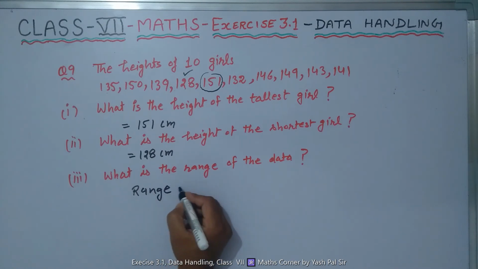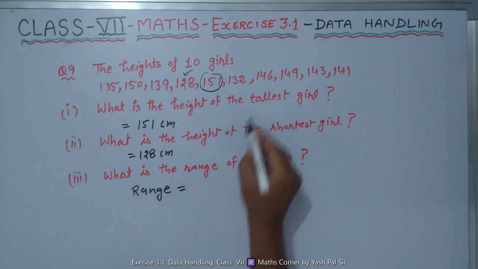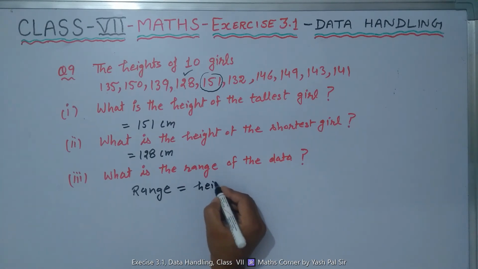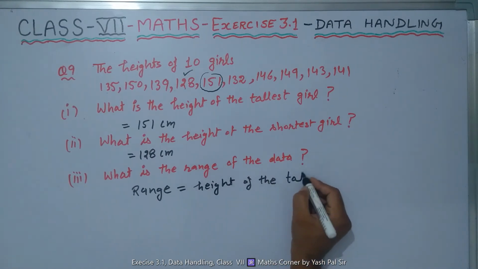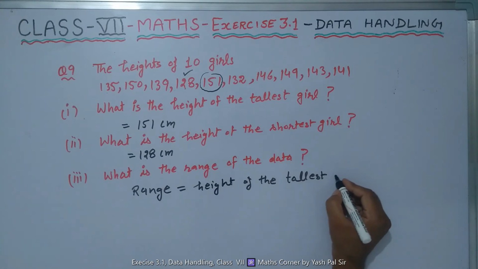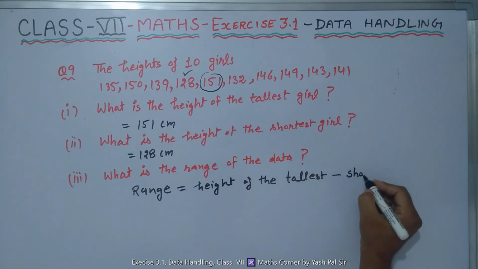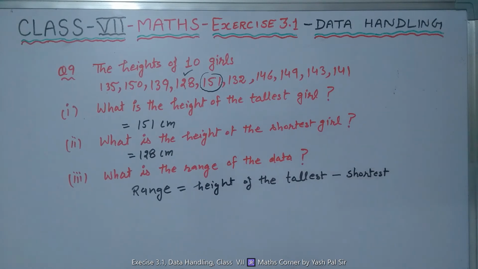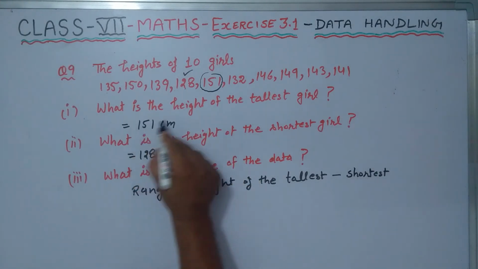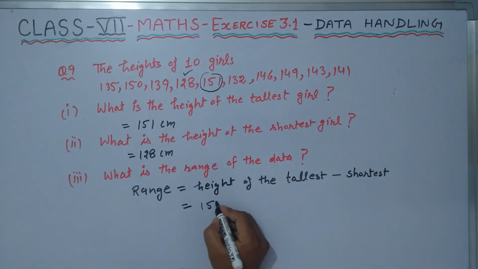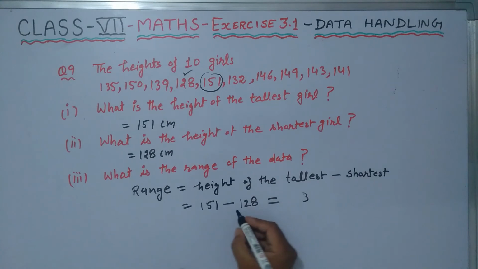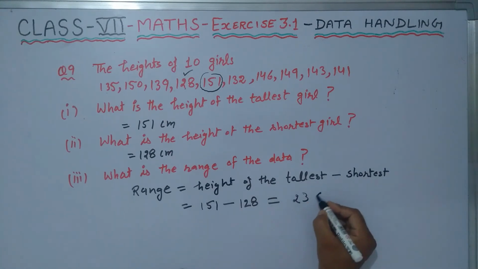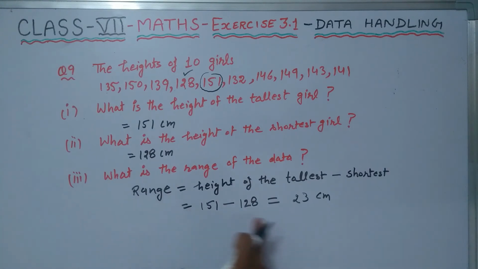Range is equal to the height of the tallest girl minus the height of the shortest girl. So what is the height of the tallest girl? This is 151 minus shortest is 128. What is the answer? Answer is 23 centimeters. This is the answer of part number 3.